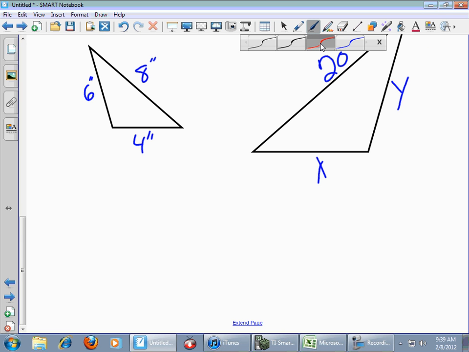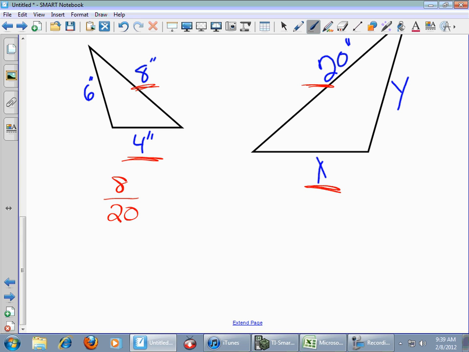If you're unpausing at this point, I'm assuming that you want to see my solutions. The first thing I'm going to do is slanted side over slanted side. So I'm going to go 8 over 20. And then I'm going to do my horizontal side over my horizontal side. And notice, my numerators involve the triangle on the left. My denominators involve the triangle on the right. I can't mix and match.